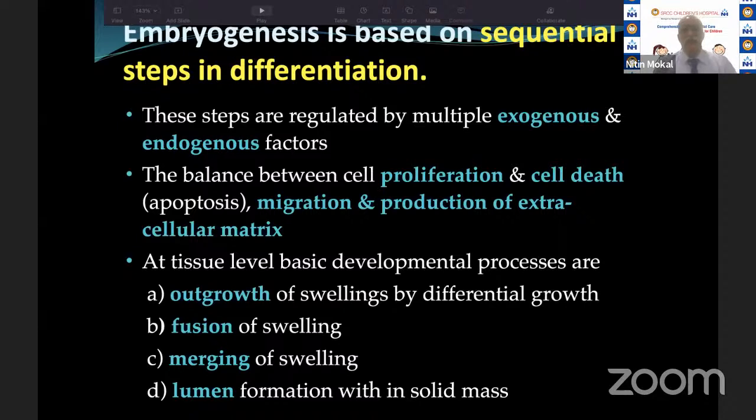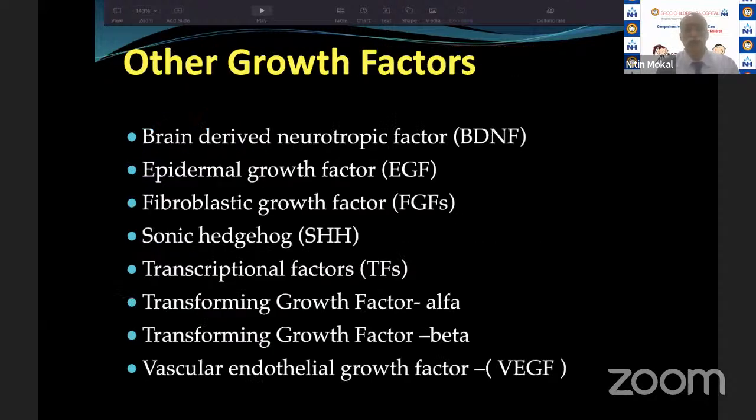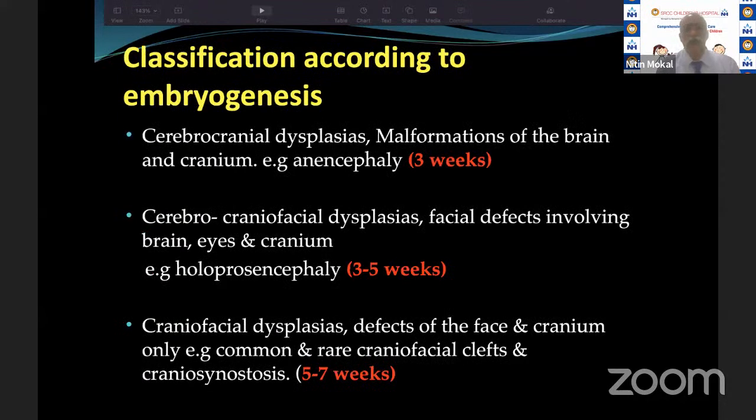The causative factors for cleft lip and palate, we all know, are a lot of exogenous and endogenous factors which cause failure of fusion and merging of the swellings. And there are a lot of bone morphogenetic proteins which are involved in causing the organogenesis in cleft lip and palate. These are all the growth factors which are involved. And you classify the craniofacial anomalies depending upon at what week the anomaly occurs. If it occurs at less than 3 weeks, it is called a cerebrocranial dysplasia, where the patient presents with a malformation of the brain and cranium. Then cerebrocraniofacial dysplasia, the facial dysplasia involving holoprosencephaly, within 3 to 5 weeks. And the craniofacial dysplasia, where it involves the clefts and craniosynostosis, which is the commonest one.